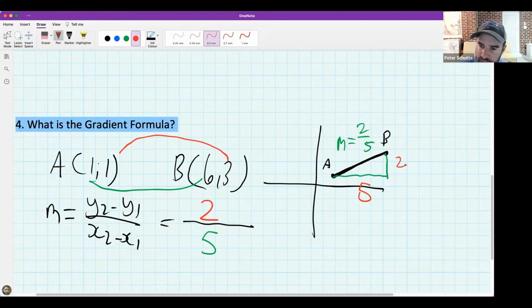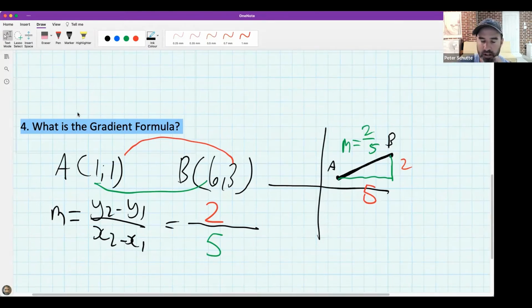Again, can I have a quick vote? If you've used the gradient formula before, give us a thumbs up. If you've never used it, give it a thumbs down. Okay, so that's reasonably well used. Fantastic. I'm now going to go through a series of practice questions to see how well you know these tools, because we need to know them very well for this topic.